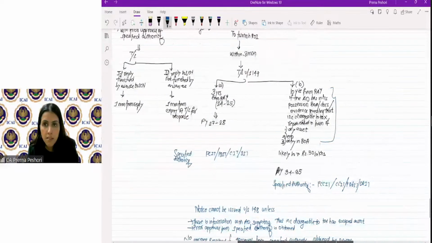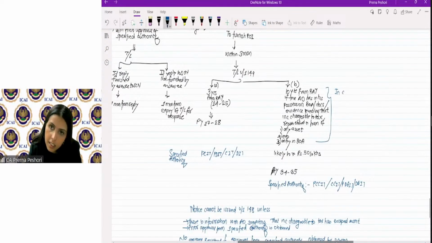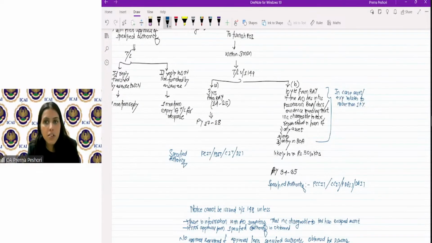So just write down. In case asset or expense relates to more than one previous year, then notice is required for each previous year. Yes or no? Any questions? Any doubt? Yes, students? Any questions or any doubt? Yes?